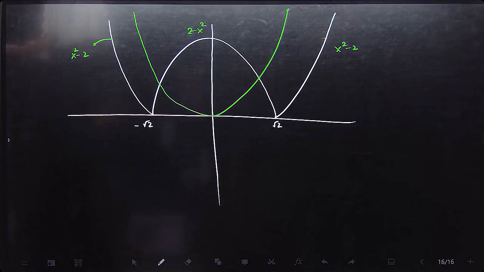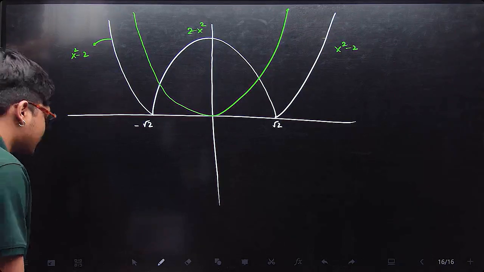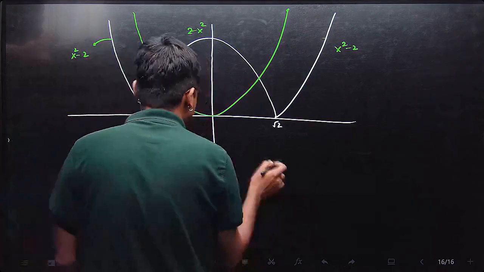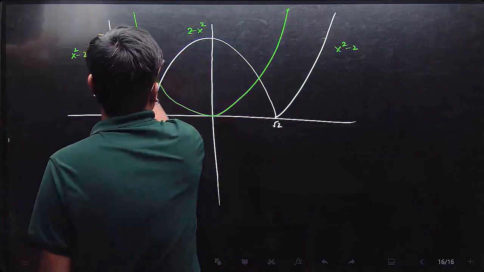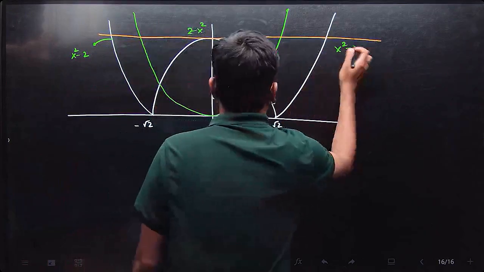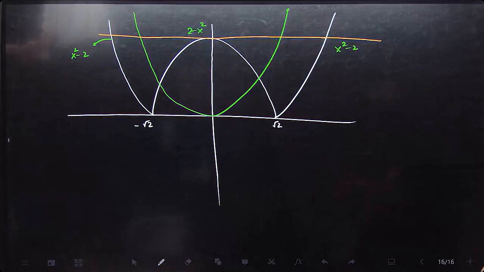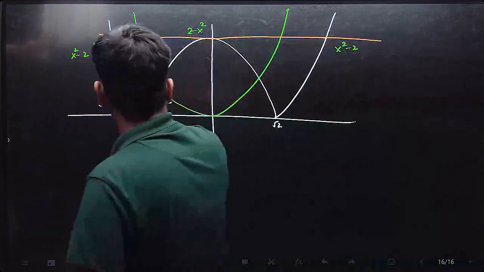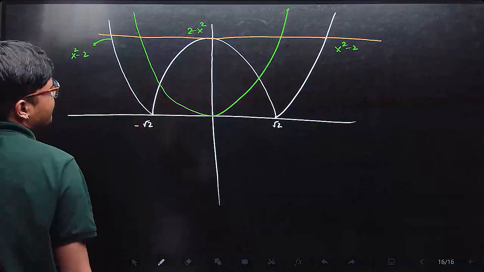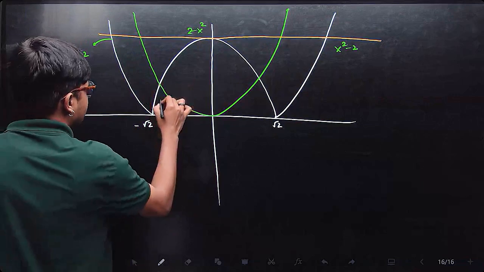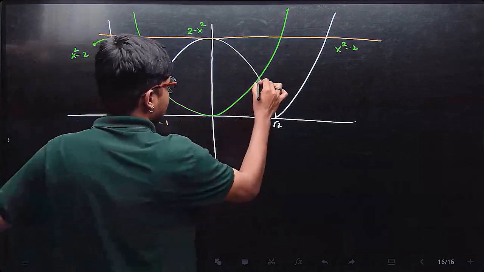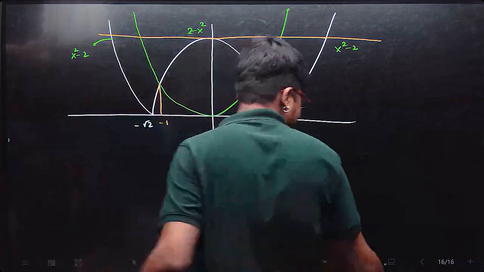Okay. And what was the third line? Third line was y equal to 2, right? So you want y less than equal to 2, which means this line. So you want things below this? Yes or no? And let's look at these point of intersections. 2 minus x square equal to x square would give you what? X equal to plus minus 1. So this point is minus 1, this point is plus 1. So what was the final statement of the question?